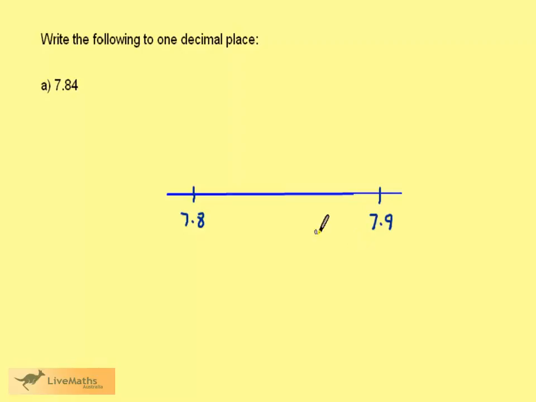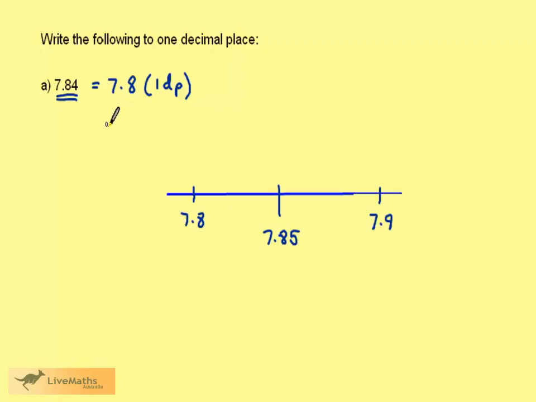Exactly halfway between these two is 7.85. 7.84 is this side and therefore is closer to 7.8. So 7.84 is 7.8, correct to one decimal place.